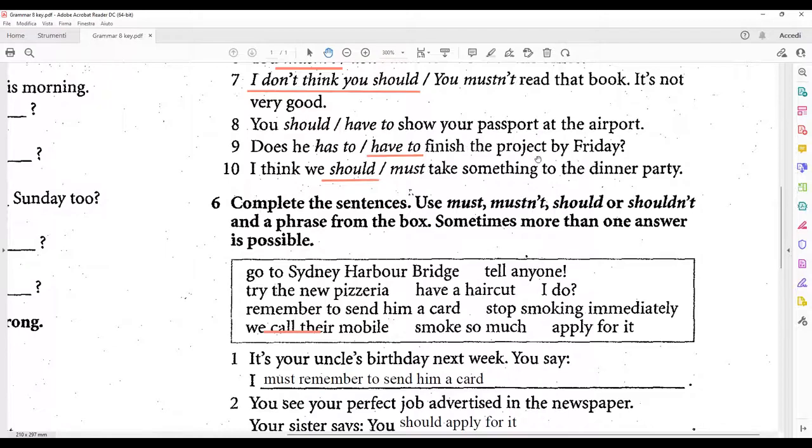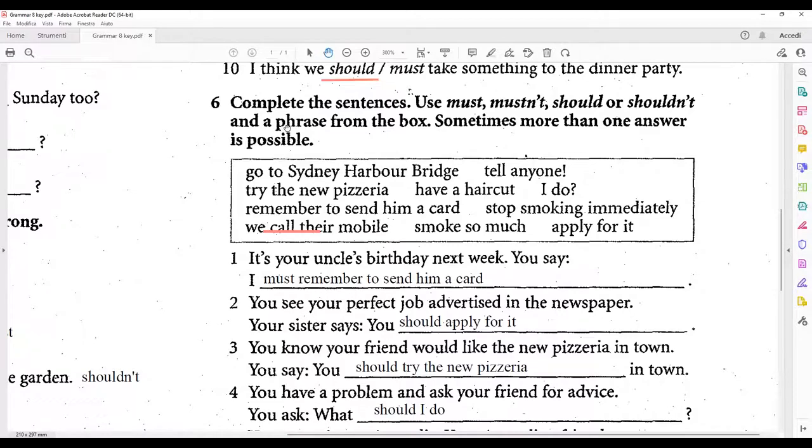You have to show your passport at the airport, right? Does he have to finish the project by Friday? I think we should take something to the dinner party, okay? So number 8 is have to. You have to show your passport at the airport. It's not an option. It's required, right?